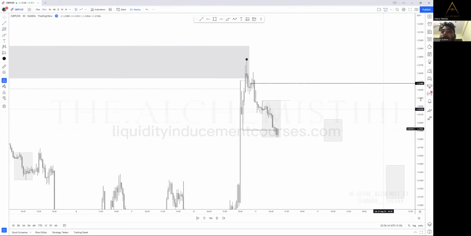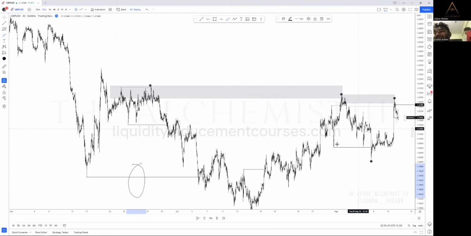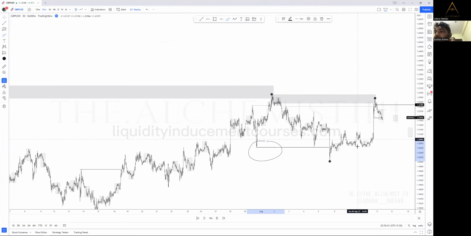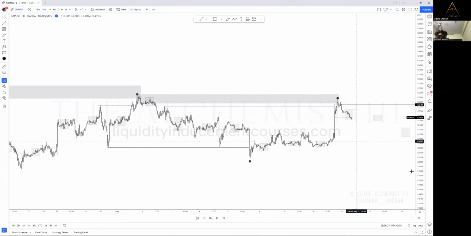What are you going to do? Now, you know that daily is what? Bearish. 4 hour is what? Bearish. 30 minute is what? Bearish. So do you have any reason to buy this now? No. Obviously not, right? So let's look for sell.